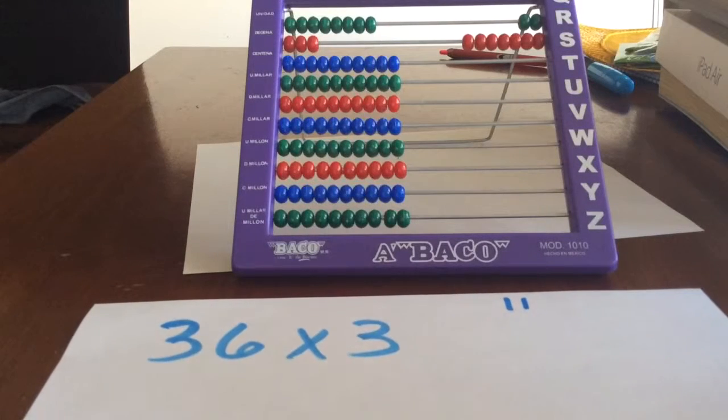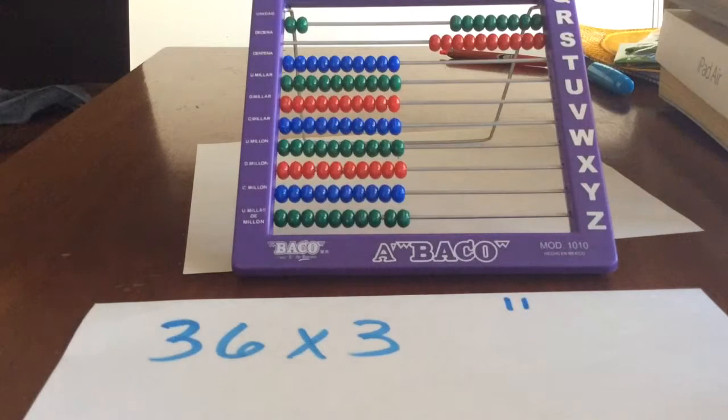Now my final 36. 1, 2, 3, and then I count 6 ones. 1, 2, 3, 4, 5, 6. Push them. Oh, they're so heavy. Nah, I'm just kidding. Boom, there. So now we have my third 36, right?